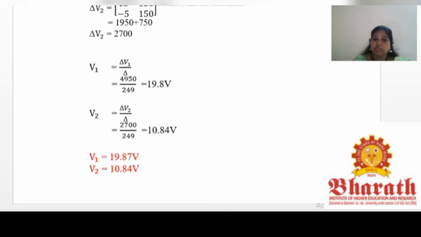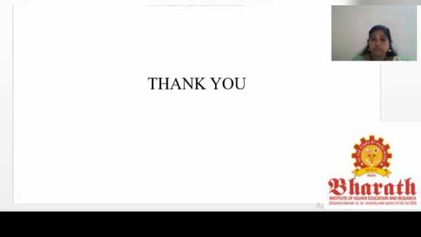Same way, V2 is equal to del V2 divided by del. We know the value of del V2 and also the determinant value. When you divide those two values, you will be getting 10.84 volt. So V1 is equal to 19.87 and V2 is equal to 10.84. These are the nodal voltages V1 and V2. Okay, thank you. We will continue in the next class.